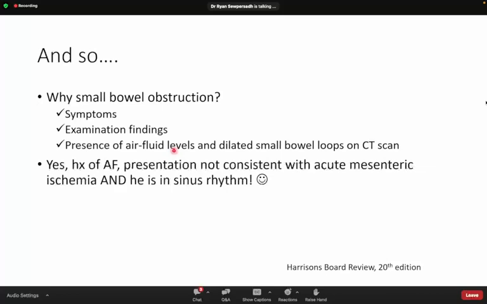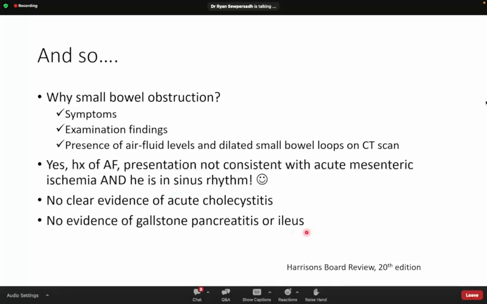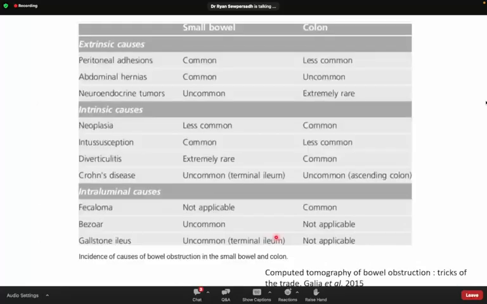However, in the vignette, we mentioned that his presentation is not consistent with acute mesenteric ischemia. And in fact, now he is in sinus rhythm, right? So at the moment, he is not in atrial fibrillation. So you can't say acute mesenteric ischemia, most likely. No. And there's no clear evidence of acute cholecystitis. There's no evidence of gallstone pancreatitis, because we said the pancreas is normal, isn't it? And neither is any ileus.